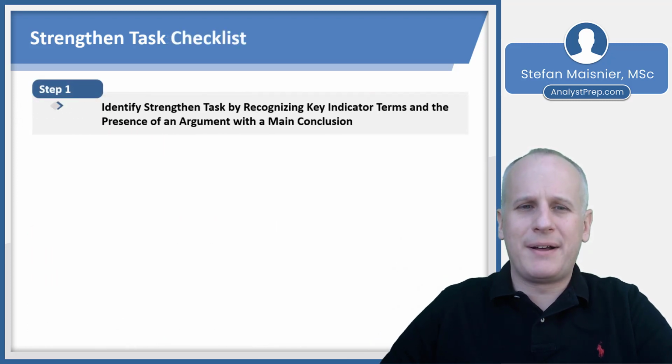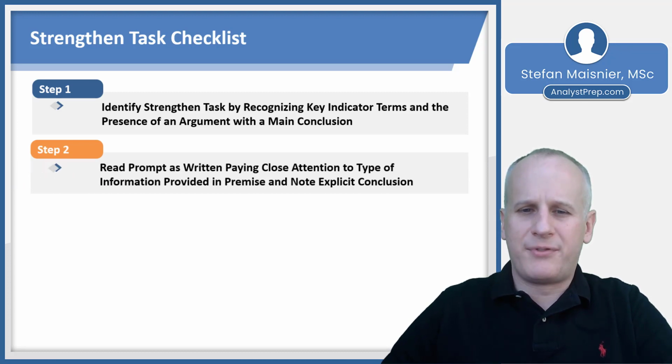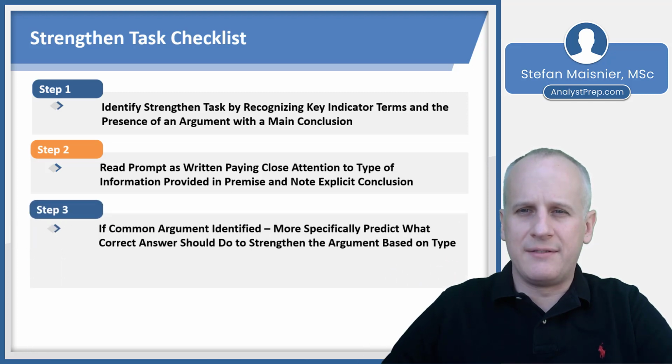So let's talk about our checklist for Strengthen tasks. First, we need to identify the Strengthen task by recognizing key indicator terms and the presence of an argument with a main conclusion. Then we want to read the prompt as written, paying close attention to the type of information provided in the premise, and as always, note the nearly explicit and verbatim conclusion.